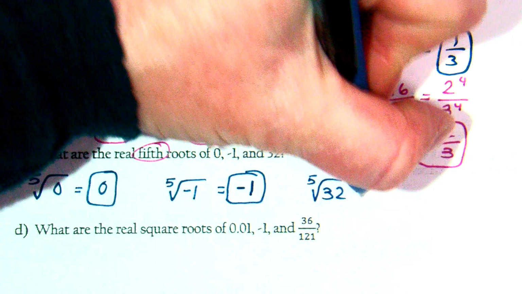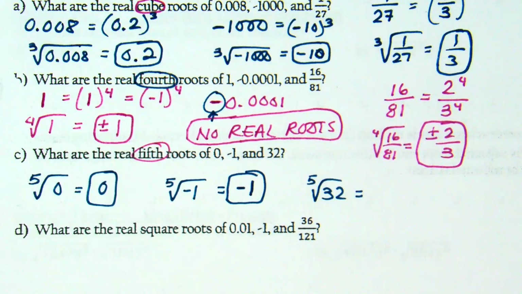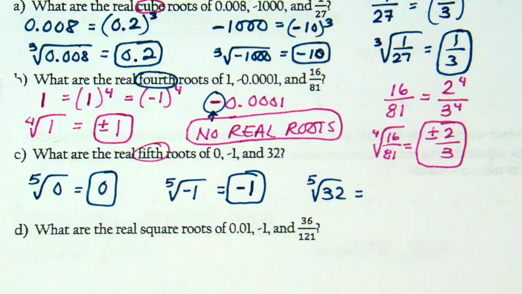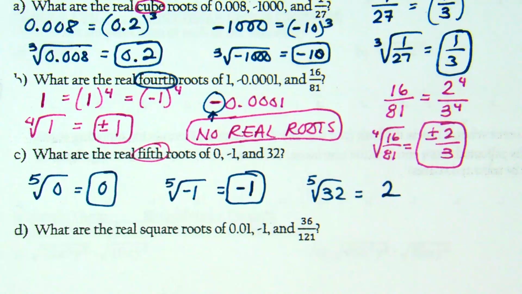Fifth root of 32. Well, you can go to the calculator, or you can use your brain a little bit. Notice, up in the last problem, 2 to the 4th was 16. So what's that make 2 to the 5th? 32. So what's the 5th root of 32? 2. Is there a plus or minus, or is it just 2? Just 2. Because with odd roots, it's just one number.